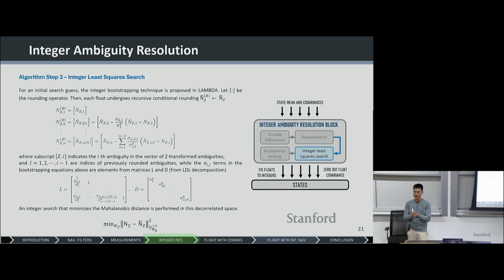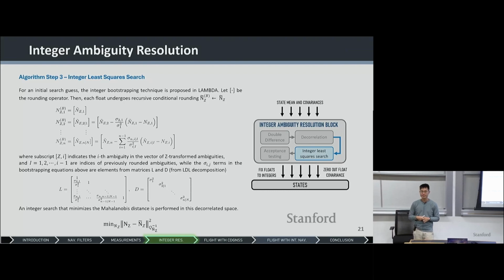So if I'm estimating 10 float ambiguities, a very naive way to come up with an initial guess is to say, hey, I could just round all of them to the closest integer. That would be the most naive way to do it. But because I actually know the statistical relationship between each float ambiguity, I know their covariance, I know the correlations. And I don't know if you're familiar with the notion of conditional expectation.